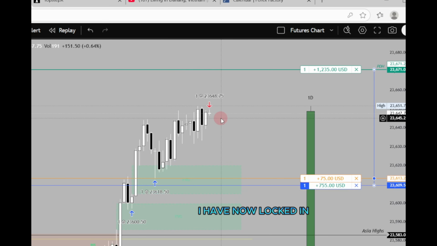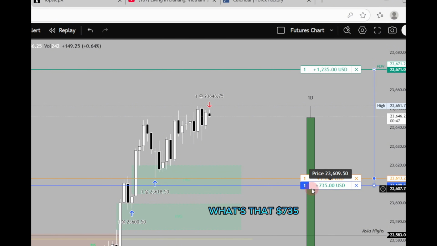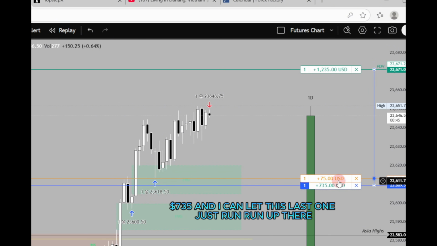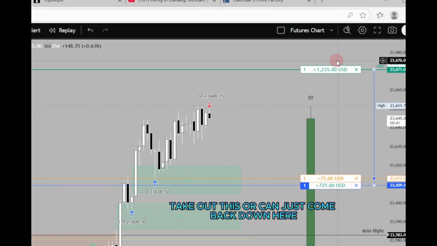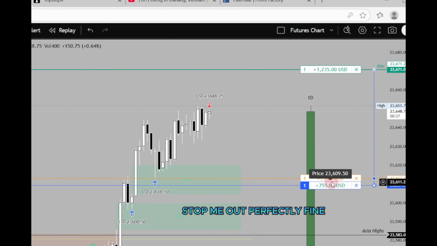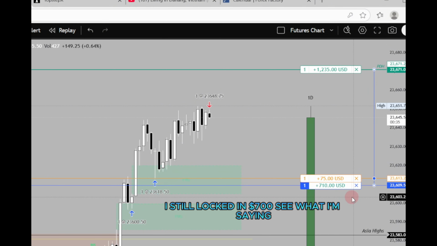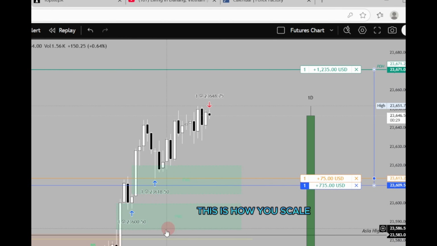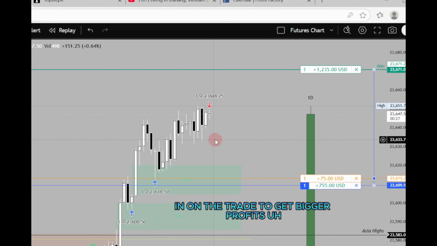I have now locked in $735, and I can let this last one just run. Run up there, take out this, or it could just come back down here and stop me out. Perfectly fine. I still locked in $700. See what I'm saying? So this is perfect risk management. This is how you scale in on the trade to get bigger profits.